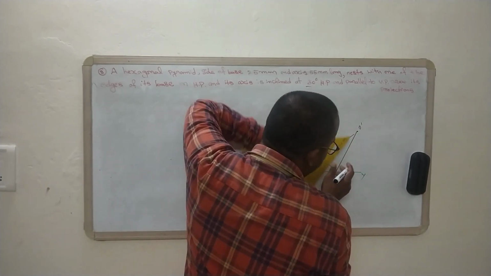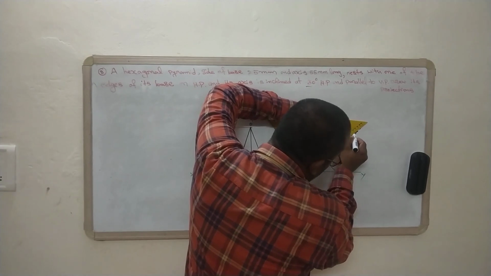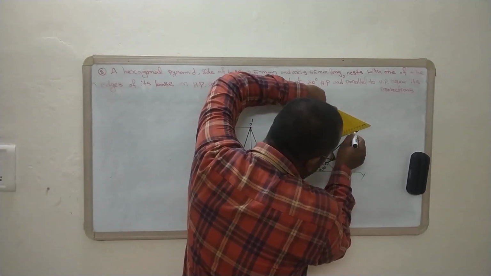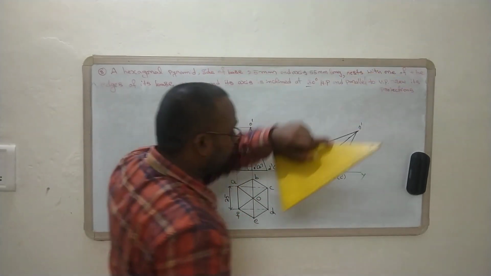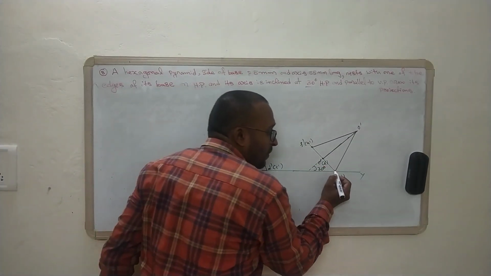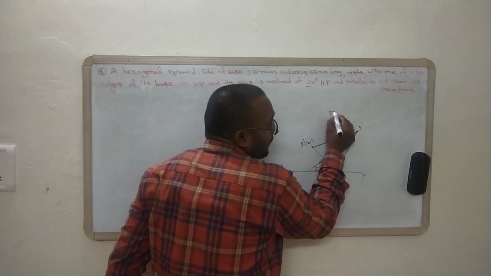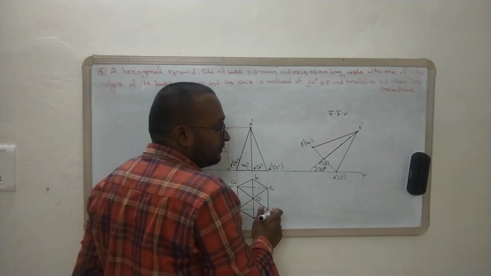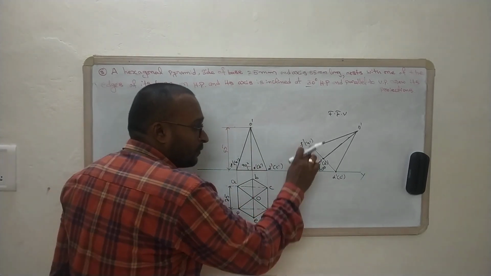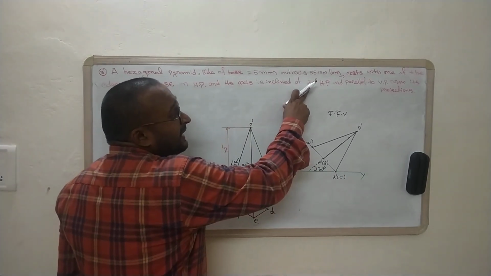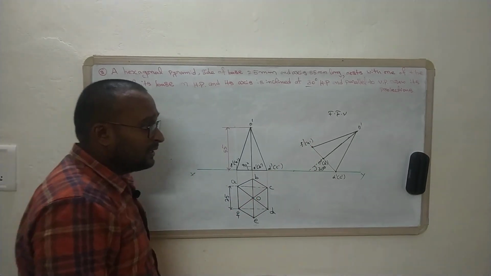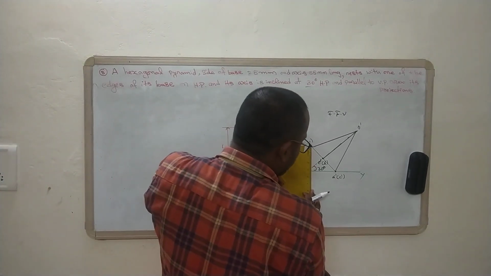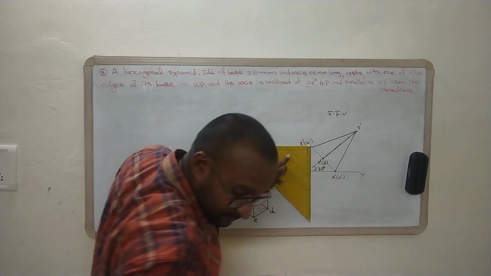Combine O dash D dash, O dash E dash, O dash F dash, right? So this is the finalized front view of the given problem, right? When its axis is at an angle of 30 degrees inclined to the HP. Now we need to project all those points towards the downwards.